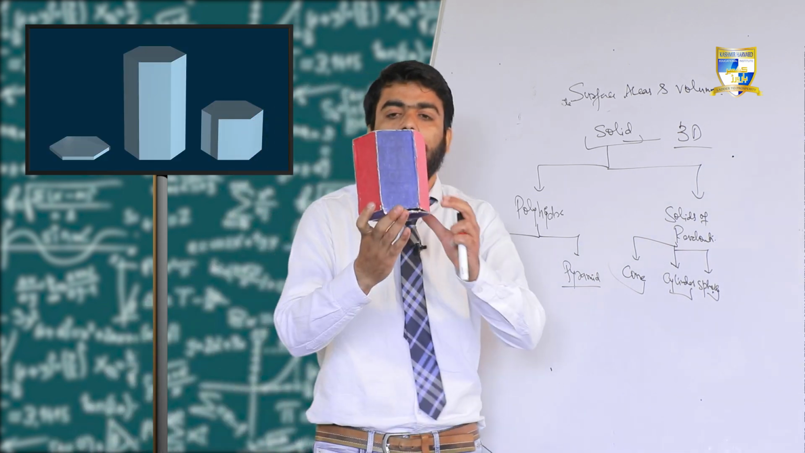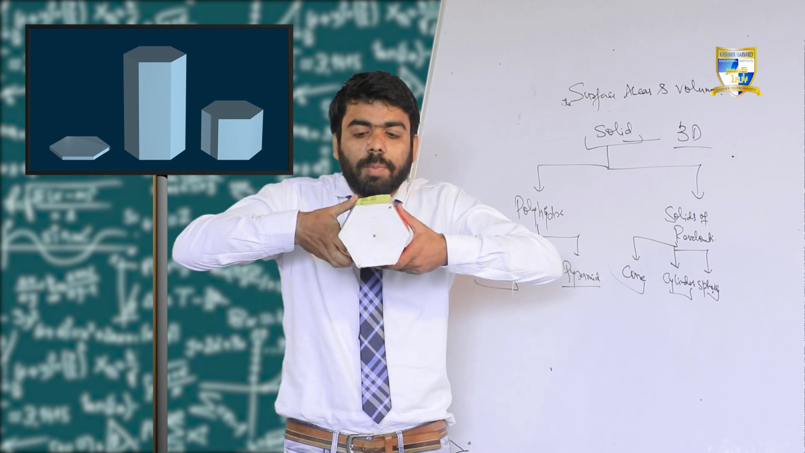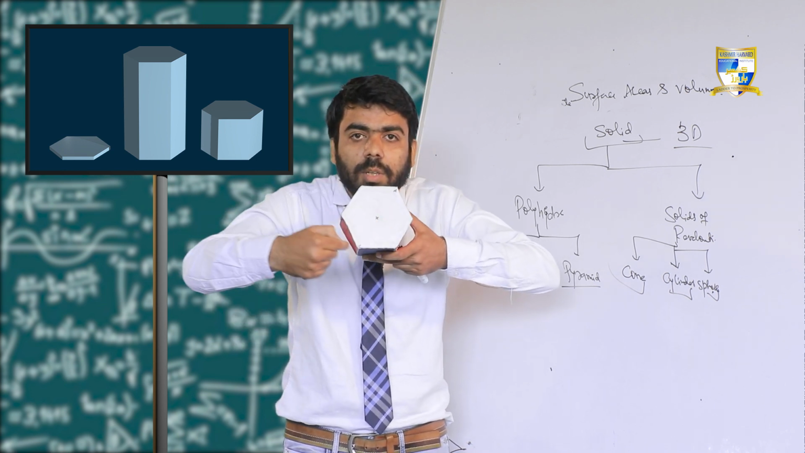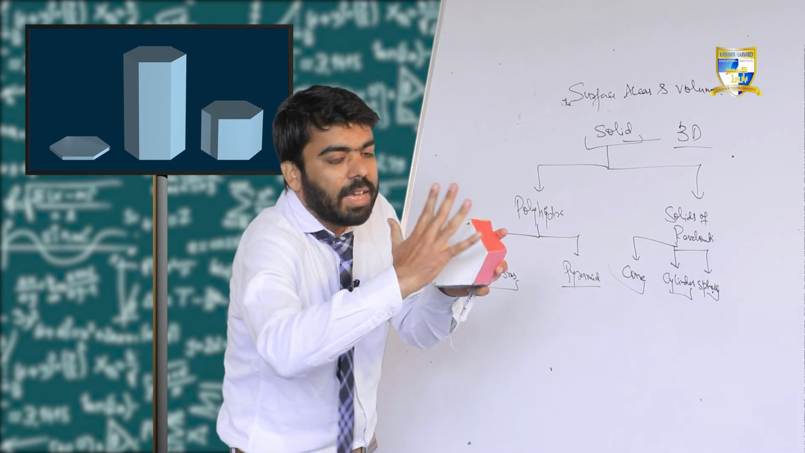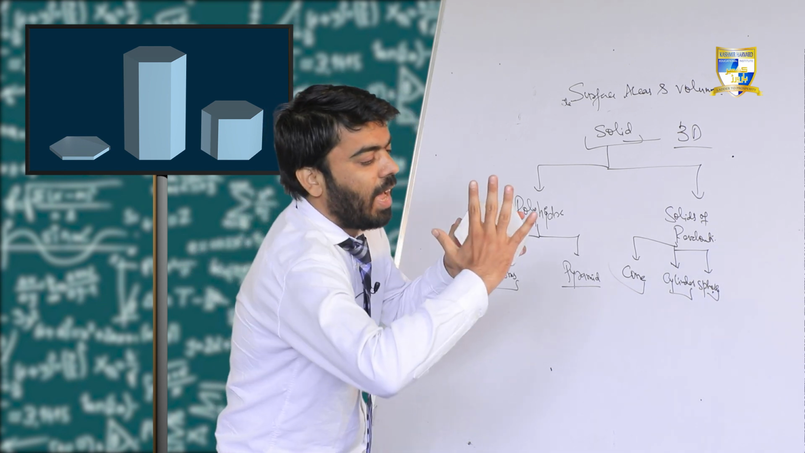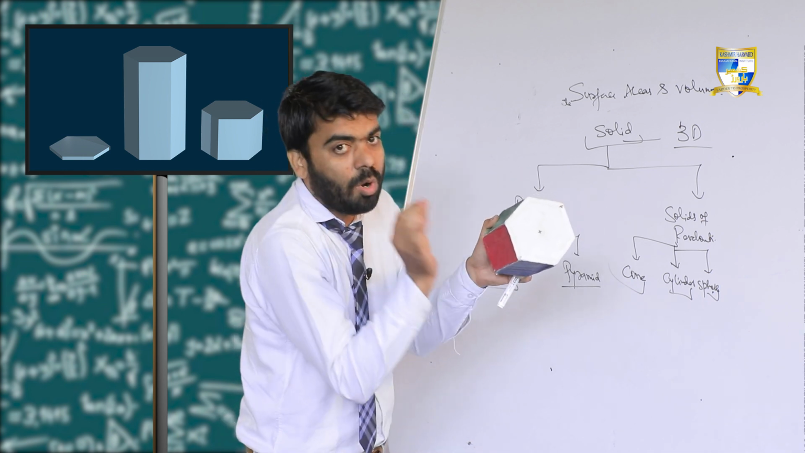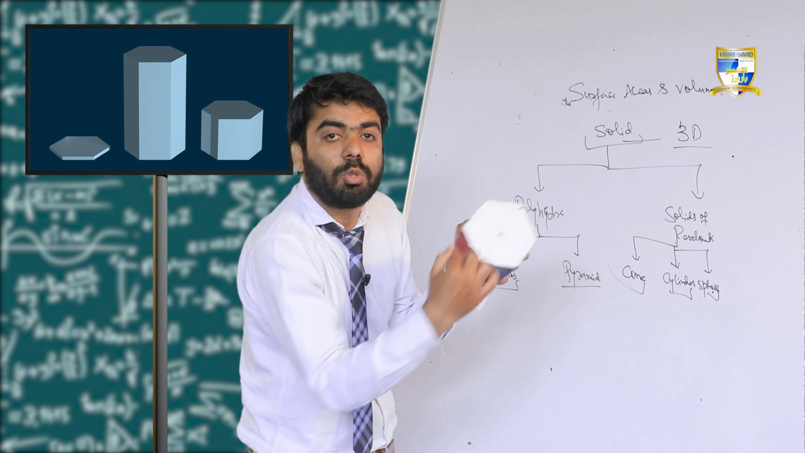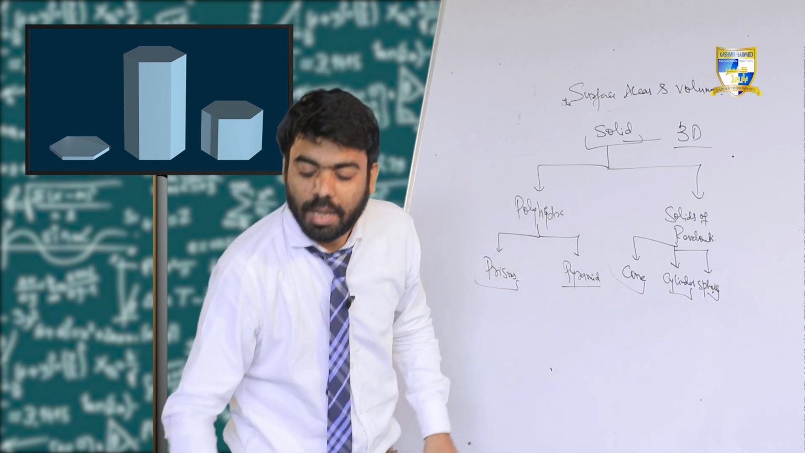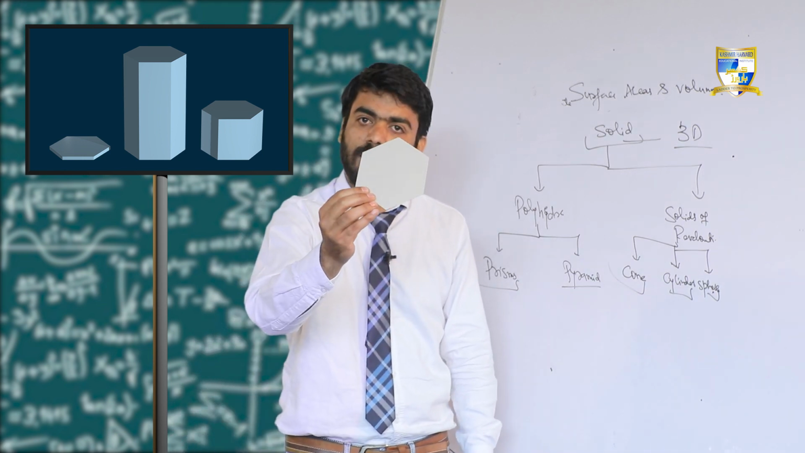This object is a prism. What is the shape? This is a hexagonal shape. But if I compress this object like this, making this edge not zero but negligible compared to its other two dimensions, it will look like this. This is a hexagon. This is a hexagon.